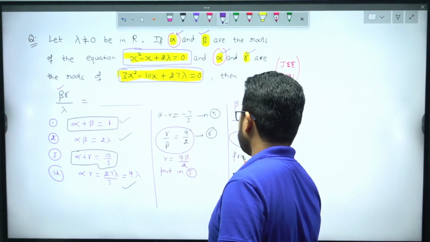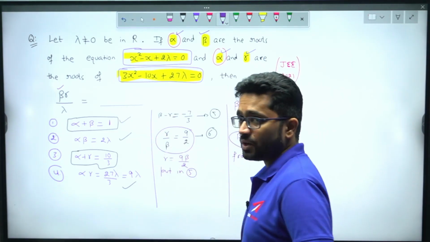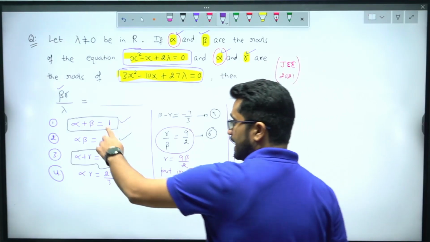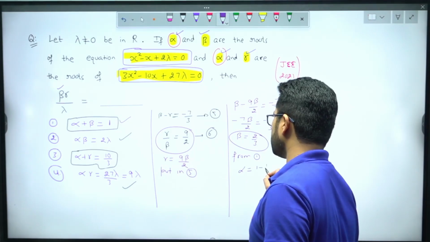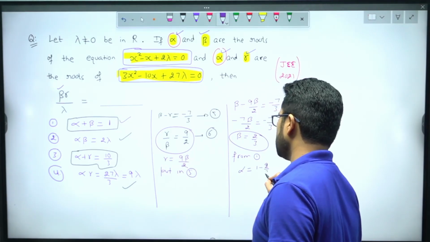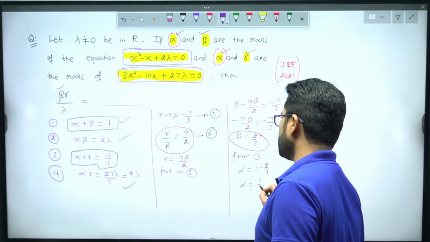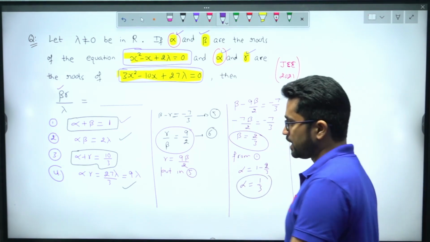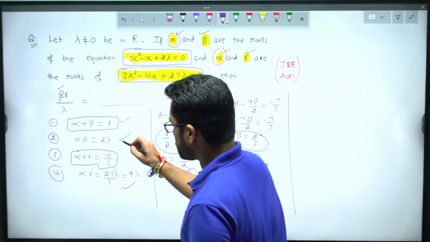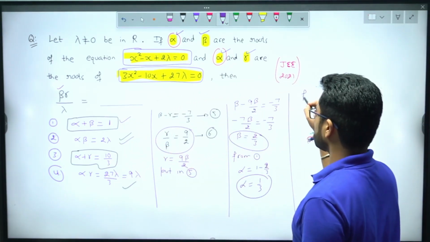Now from equation number 1, what would be the value of alpha? Alpha is 1 minus beta. So alpha comes out to be 1 minus 2 by 3. So guys, alpha comes out to be 1 by 3. Alpha is done, beta is done. Alpha sorted, beta sorted. Now look at equation number 2.